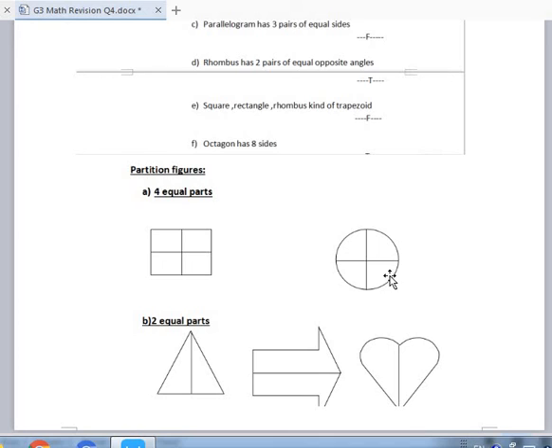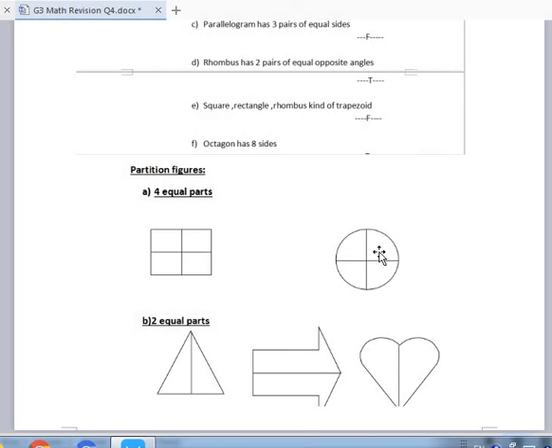Here, 4 equal parts. I have this figure. I want to partition this figure, or cut this figure into 4 equal parts by drawing a plus sign. So you have 4 equal parts, each part equal to the other. And if I shade just one part, or color just one part, it's called a quarter, 1 out of 4.